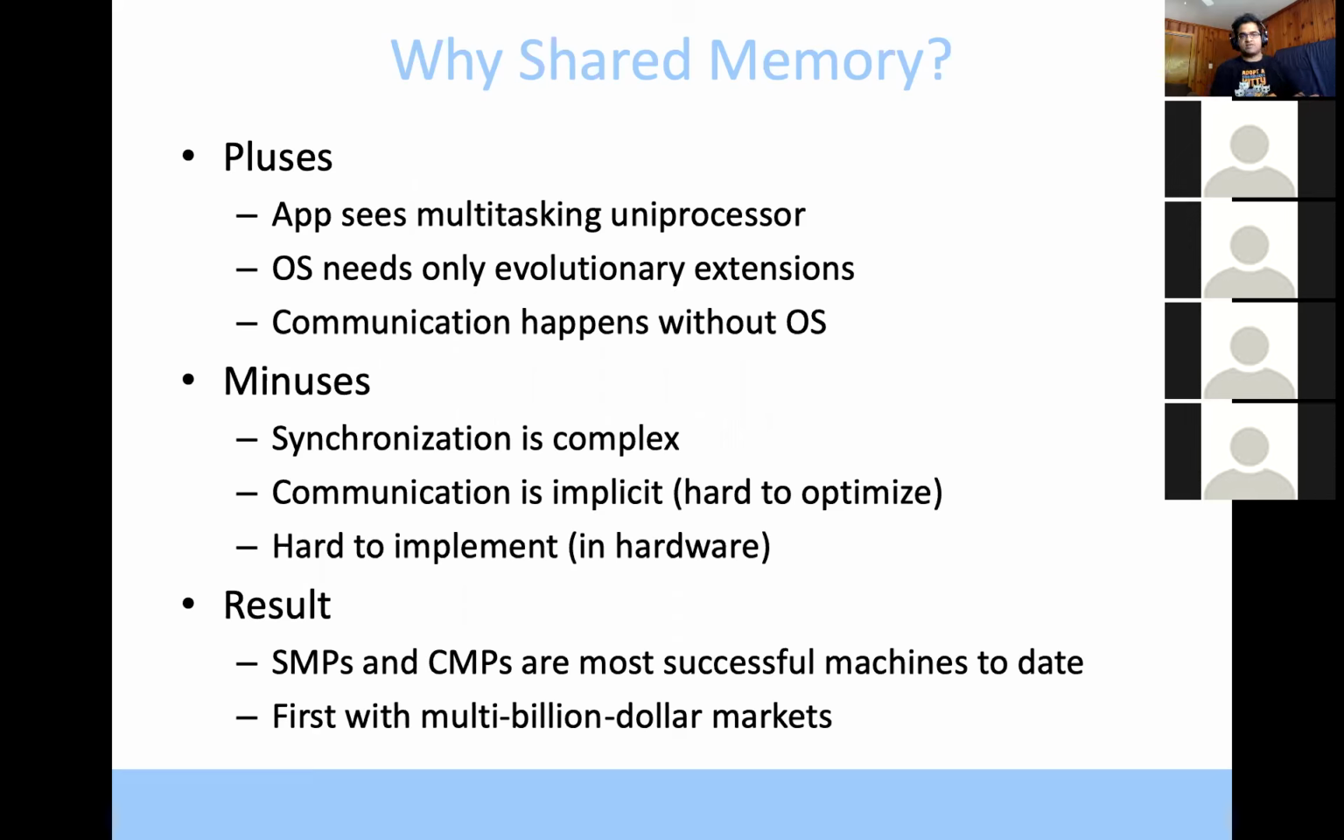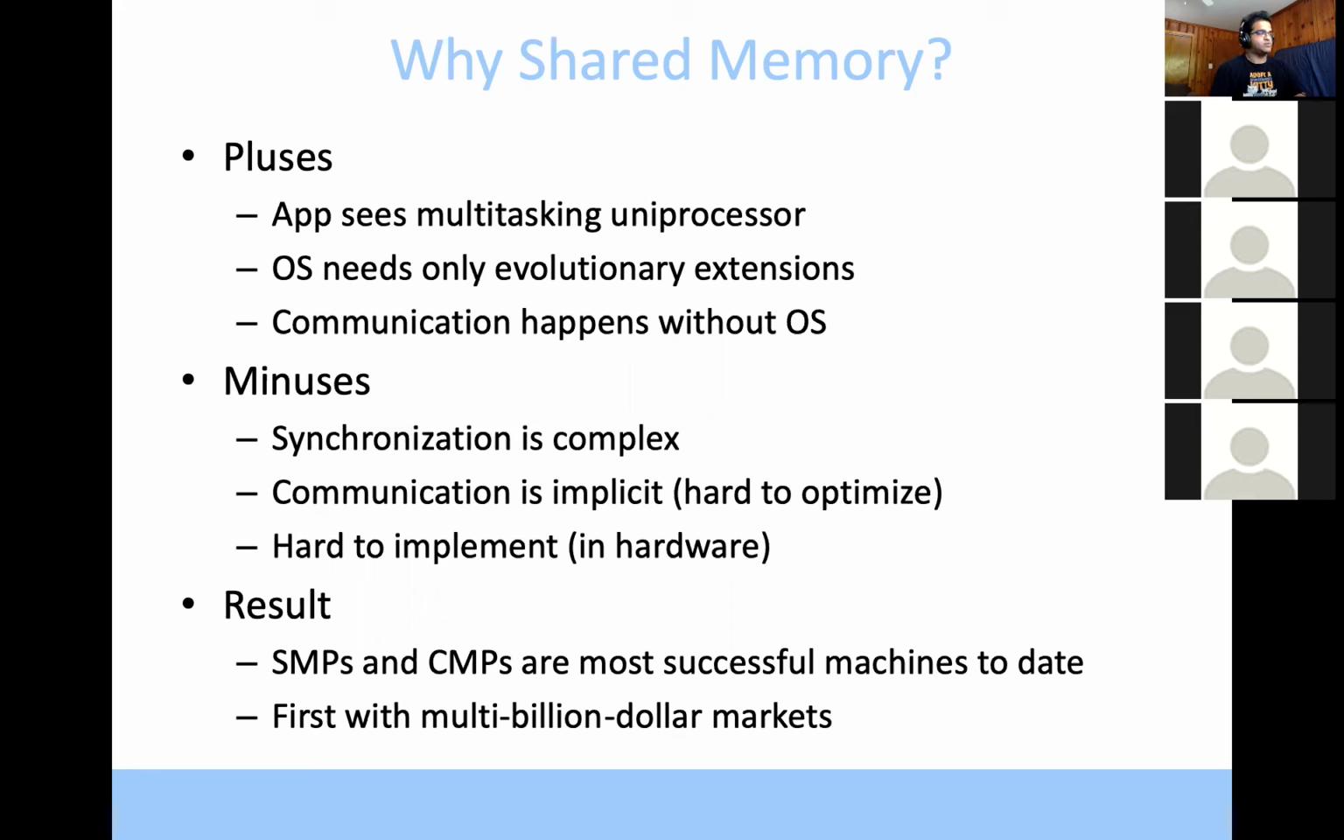What are the downsides of going with shared memory? Well, synchronization is hard and complex, so you have to implement that in hardware. We'll look at what that specifically means. Communication is implicit, so that becomes hard to optimize because you don't have semantic information. You have no idea what it's going to do. And shared memory models don't scale very well. We'll see what we mean by that as well.